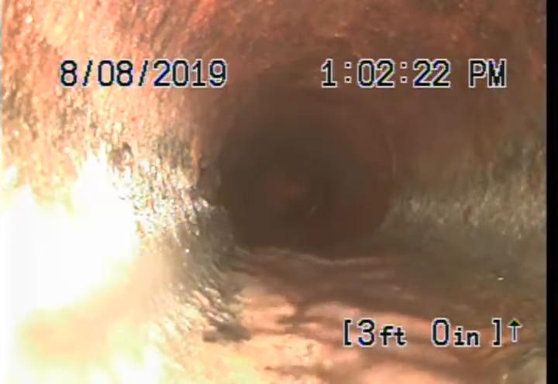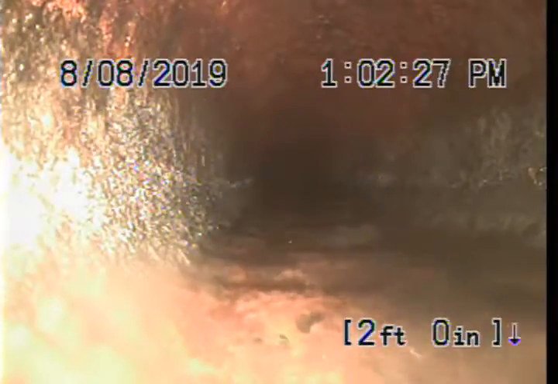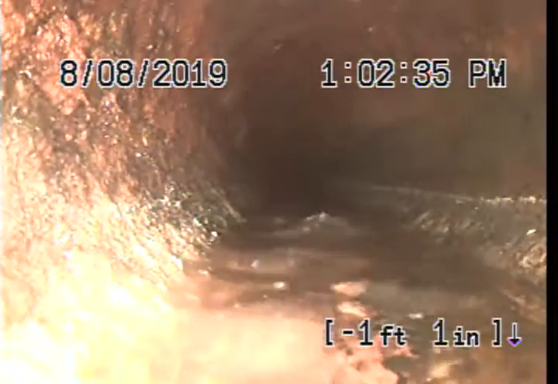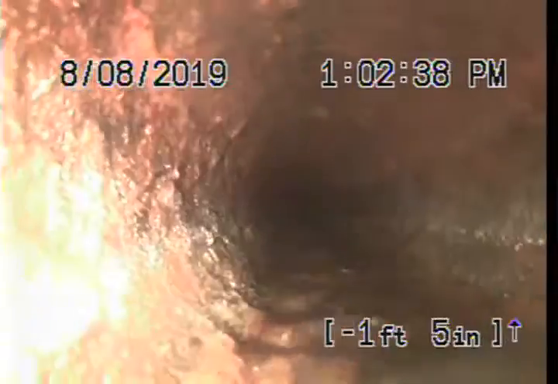So this section of the cast iron looks to be in acceptable condition for its age, but it is showing signs of deterioration. And while it's not broken or failing at this point, it is something to consider that this portion of the line should be replaced in the near future, as it will be creating problems for the system later on.